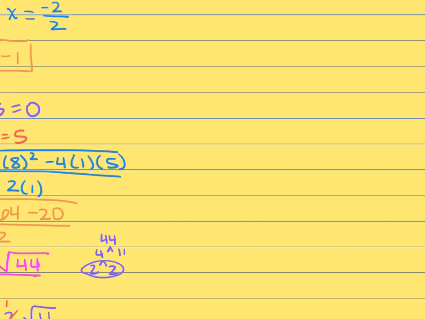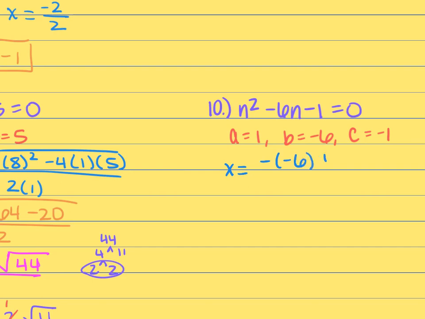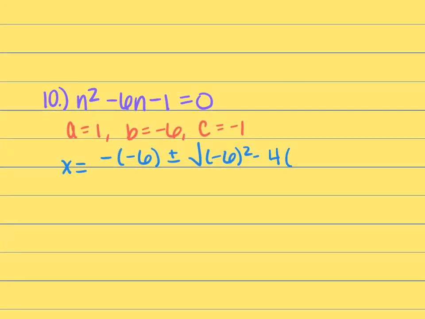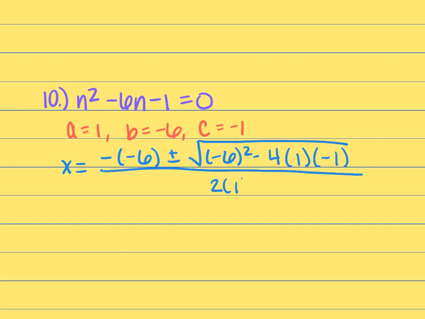For 10, we're given n squared minus 6n minus 1 is equal to 0. So a is 1, b is negative 6, and c is negative 1. So x is equal to a negative times negative 6 plus or minus the square root of negative 6 squared minus 4 times 1 times negative 1, all over 2 times 1. So this is going to give us x is equal to 6 plus or minus the square root of 36 plus 4 all over 2.